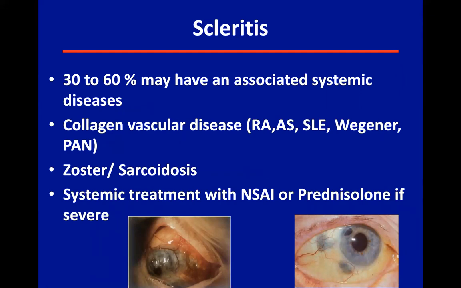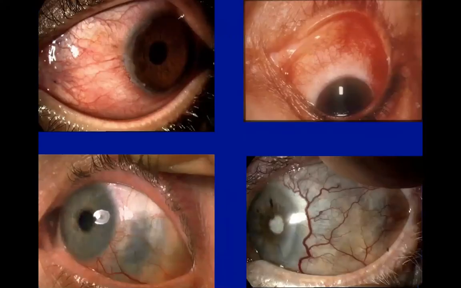Usually it's associated with a systemic disease. They're usually like collagen vascular diseases, rheumatoid arthritis, ankylosing spondylitis, systemic lupus erythematosus. You're going to be learning all that in your 5th year. Wegener's and PAN. Usually can be associated with herpes zoster and sarcoidosis, and systemic treatment is essential for these patients. And you can see here, unfortunately, there is necrosis here, necrosis here. There is total necrosis. This eye actually had to be removed, unfortunately.